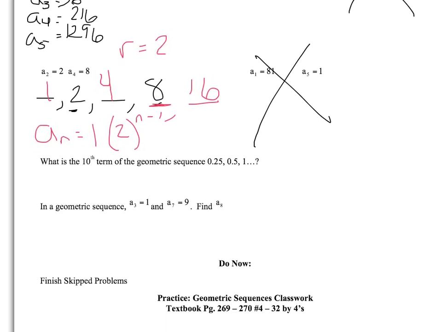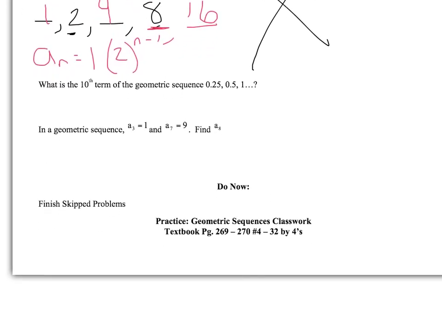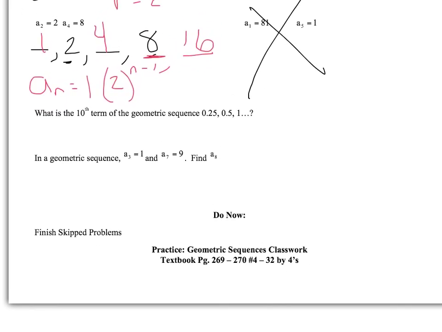Let's look at this next one. What is the 10th term of the geometric sequence given that information? Well, let's start by finding our r value. Taking the second term and dividing by the first term, 0.5 divided by 0.25 is 2. With that r value, I can come up with a formula. a_n equals a_1, which is 0.25, times my r value, 2, to the n minus 1.